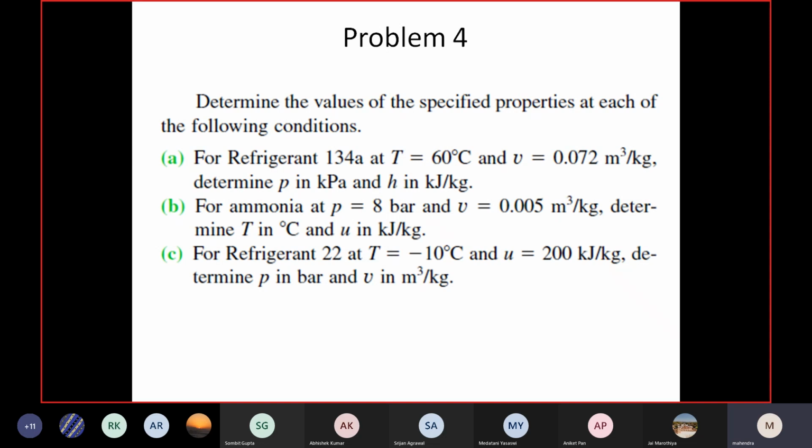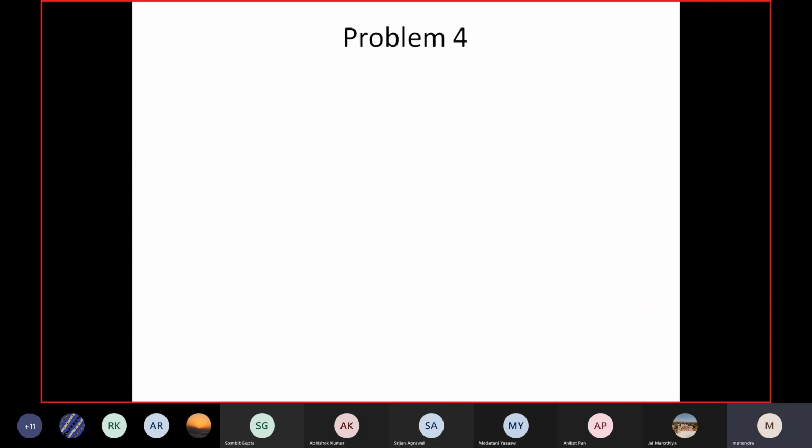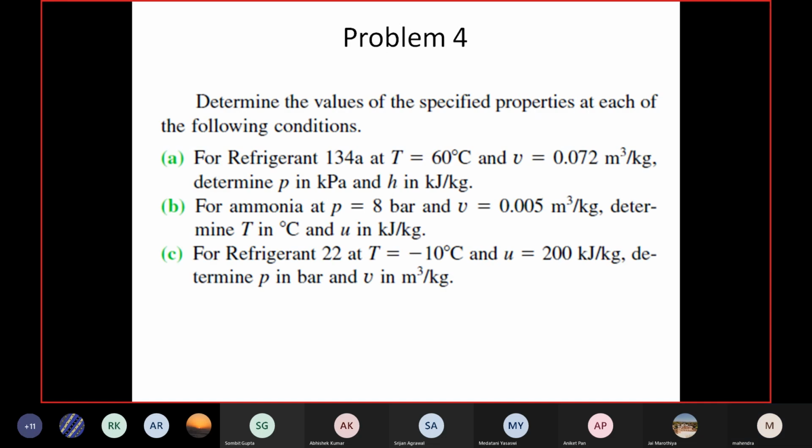So here different fluids are there: refrigerant 134, refrigerant 22, ammonia. That means we have to use different tables. Let us see. So has anybody solved any part of the problem? If you have solved, please let me know. If you want 1 minute or 2 minutes, I would like to give you more.